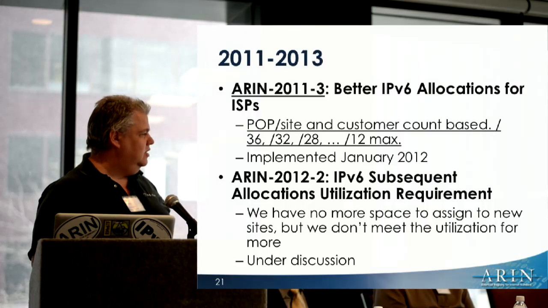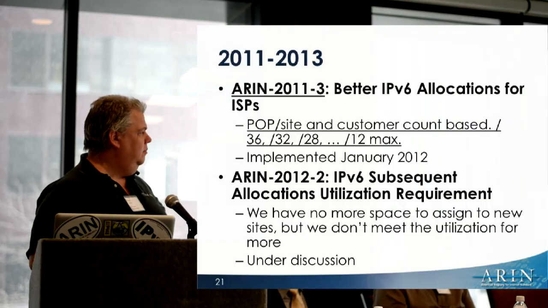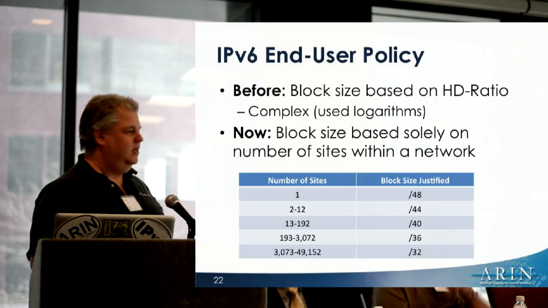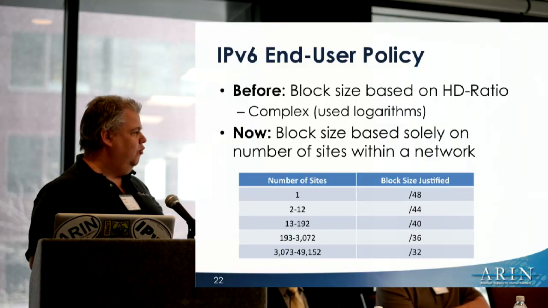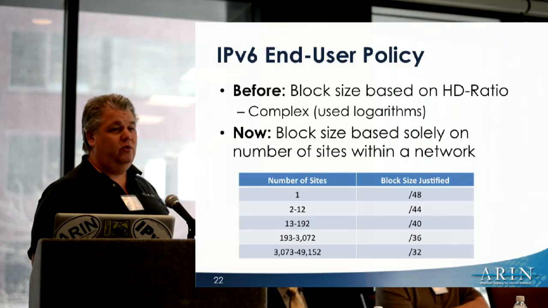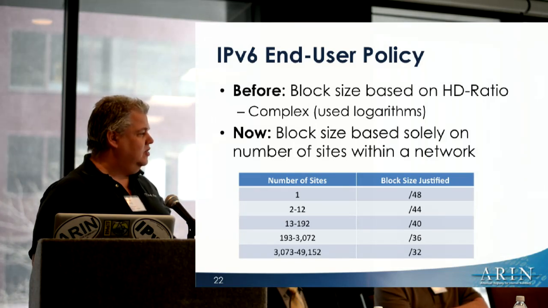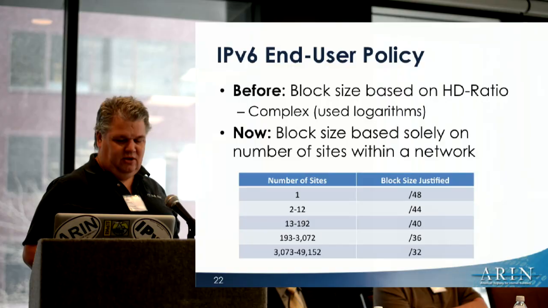2012-2, subsequent allocations and utilization requirement. No more space to assign to new sites, but we don't meet the utilization for more. That proposal is still under discussion. End user policy. Previously, the block size was based on HD ratio. It was complex. It used logarithms. Now the block size is based solely on the number of sites within a network and essentially what we call a 25% min-free. So if you've got one site, you get a /48. If you've got 2 to 12 sites, you get a /44, which is enough for 16 sites, thus preserving your 25% min-free. 13 to 192, you get a /40. Again, that gives you 64 extra sites beyond your 192. So you've still got 25% room for growth there, et cetera, et cetera.